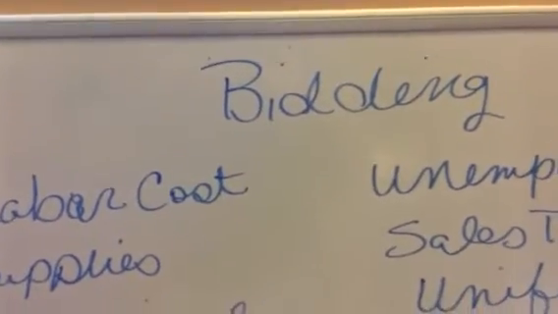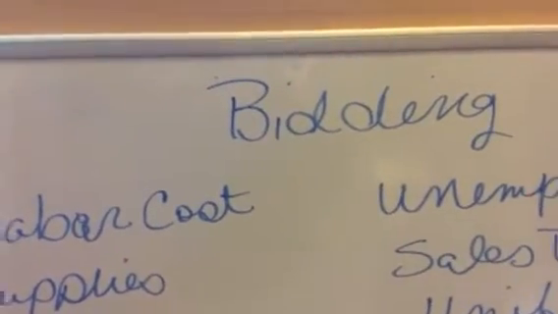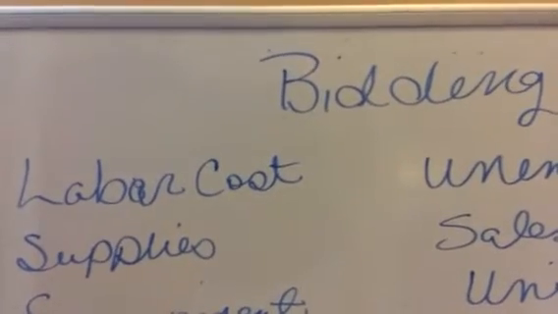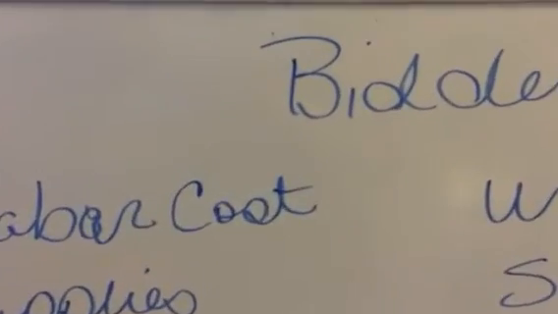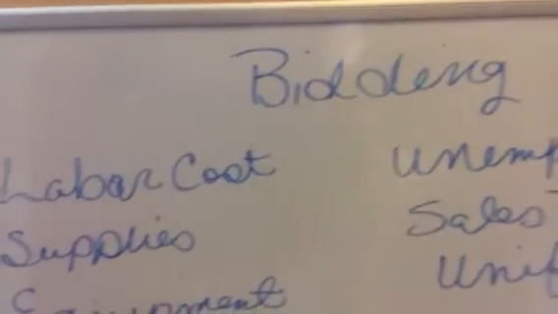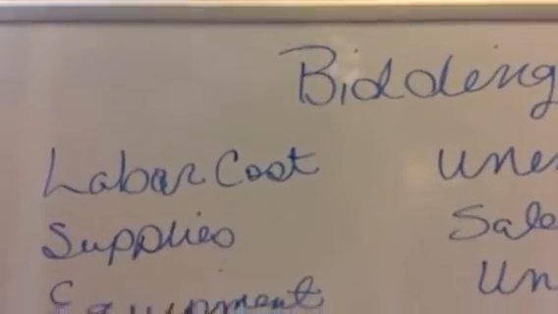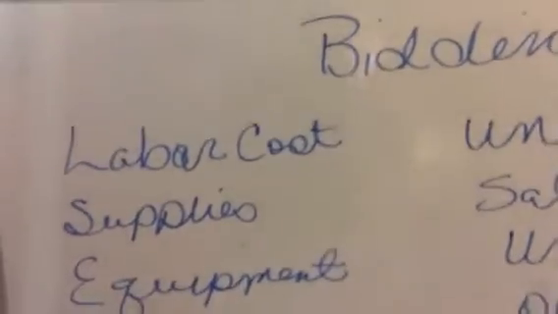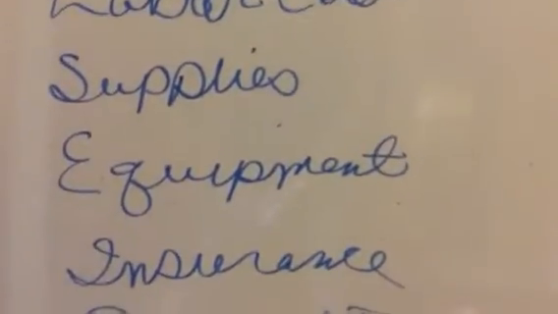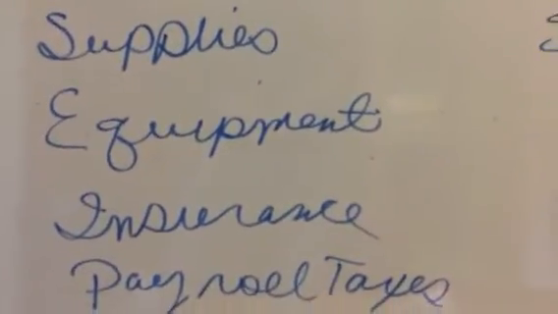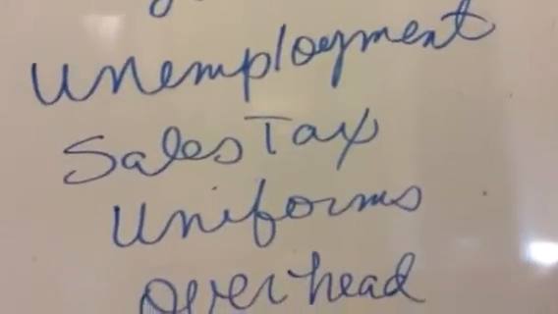Today I'm going to go over in a little bit more detail on bidding. That is one of the questions we get all the time: how to bid. So we're going to talk about what should actually be included in a bid when you're bidding for a commercial account. The labor costs should definitely be included. The supplies, your equipment, your insurance, your payroll taxes, your unemployment, sales tax, uniforms, overhead, and profit margin should all be included in your bid.